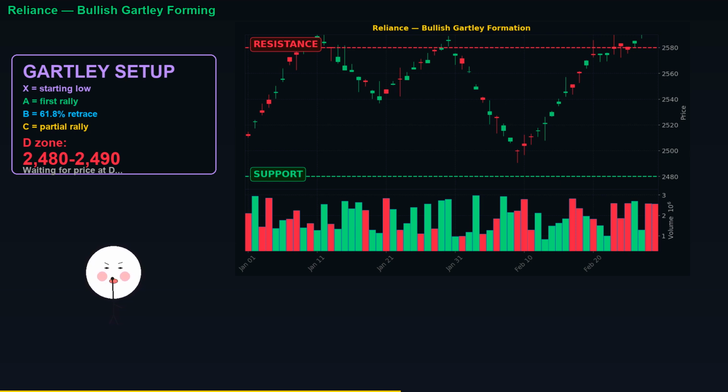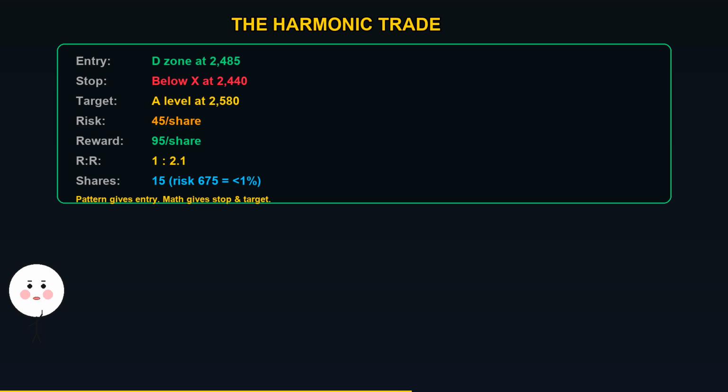He does not chase. He does not guess. He waits for price to reach the exact Fibonacci level that completes the Gartley pattern. The trade setup. Entry at the D zone, 2485. Stop loss below the X point at 2440. If price breaks below X, the pattern is invalid and Rahul exits. Target at the A level, 2580. When a harmonic pattern completes, the first target is always back at the A level. Risk is 45 rupees per share. Reward is 95 rupees per share. Risk to reward ratio is 1 to 2.1. Rahul buys 15 shares. Total risk 675 rupees. Well within his 1% maximum.